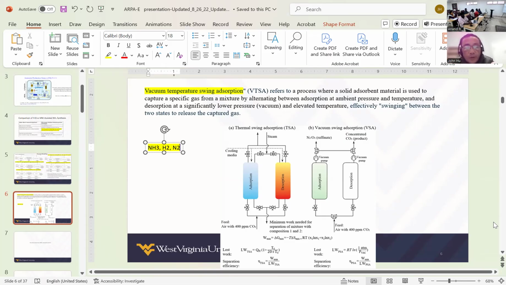So in the adsorption process, okay, here's the question. Is adsorption endothermic or exothermic? I'm gonna pose the question.